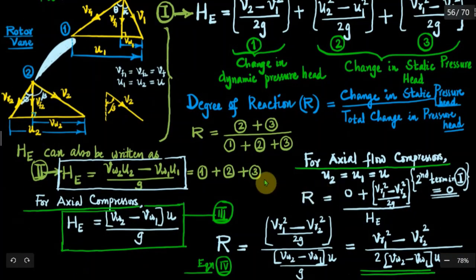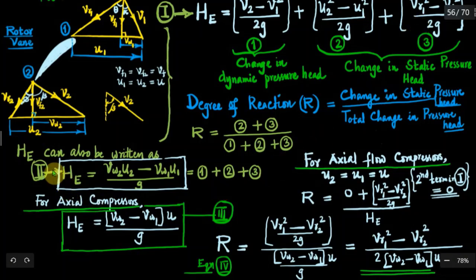Let's find out an expression now. So degree of reaction R is equal to change in static pressure head of fluid over the rotor stage divided by total change in pressure head over one compressor stage. That includes one rotor stage and one stator stage. That is, symbolically you can write R is equal to (2 plus 3) divided by (1 plus 2 plus 3). See, 1, 2 and 3 are these three terms.